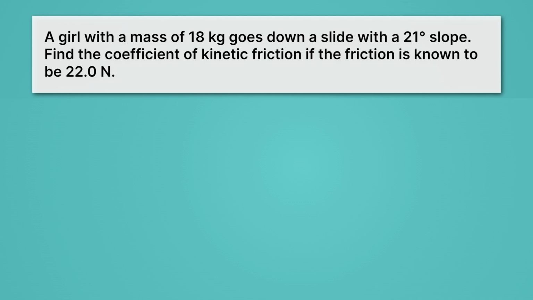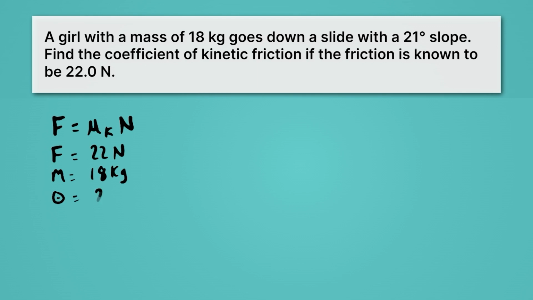Here we'll start by writing down the force for kinetic friction, which we know is equal to F equals mu k n, where n is the normal force. Now, let's list the variables we do know. We were told what the force of friction is. It's 22 newtons. We were also told what the mass of the girl was, and we know that's 18 kilograms. We know what theta is for our slide, and that's 21 degrees. And what we're looking for here is mu k. We're looking for the kinetic coefficient of friction. That's what that little weird mu is.